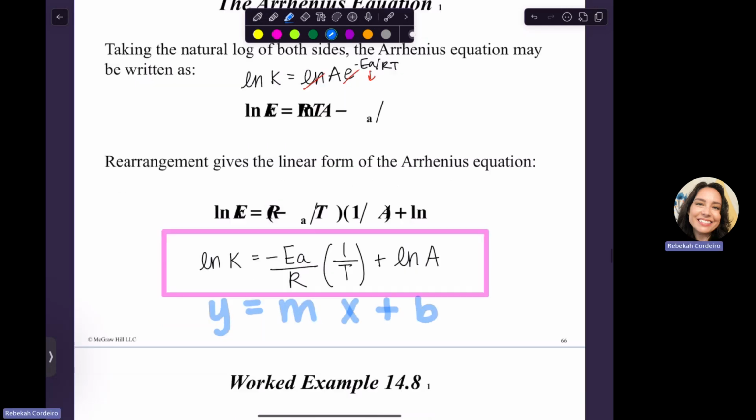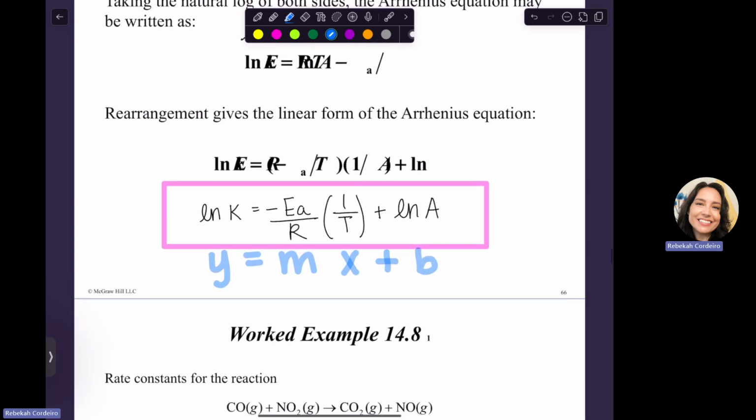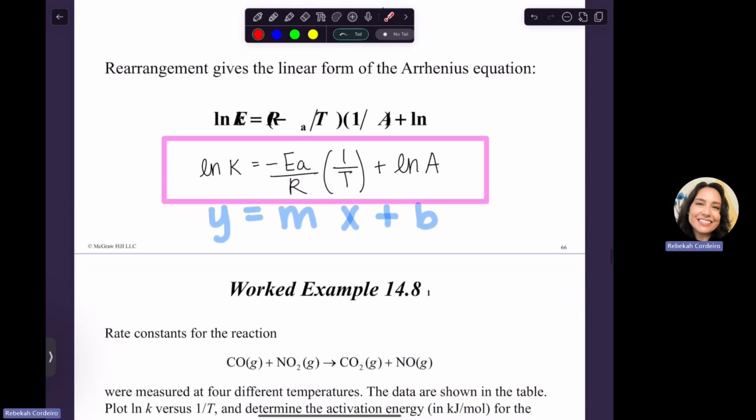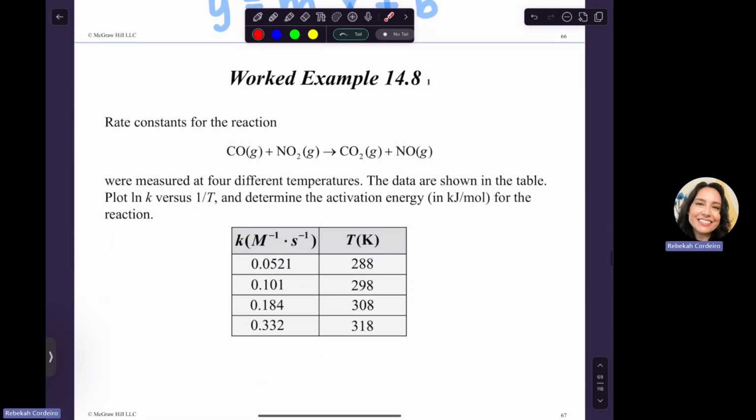We really love getting the linear equation because we can find our slope, and because R is a constant, our slope can give us the activation energy. So it may be hard to measure activation energy, but we can measure the rate constant doing different experimental things like we've talked about. We can measure temperature, and then we can measure or look up the frequency factor, the collision frequency factor.